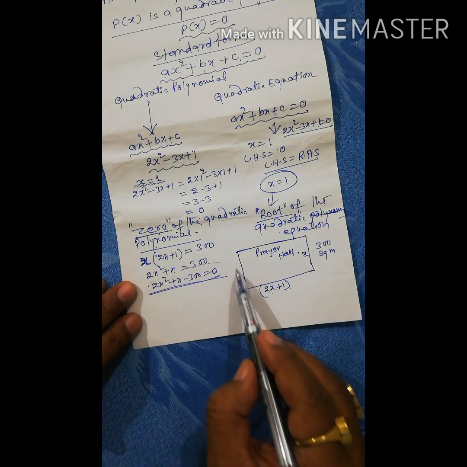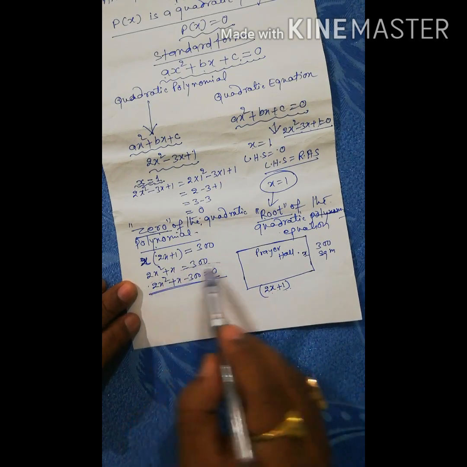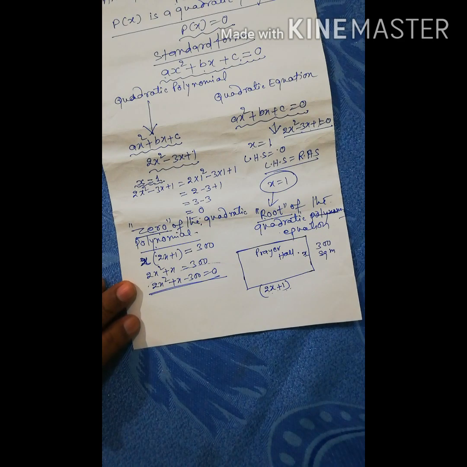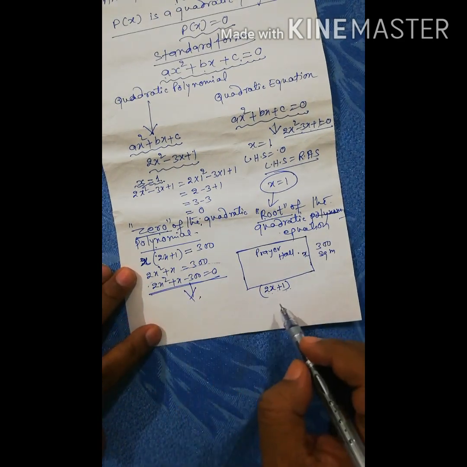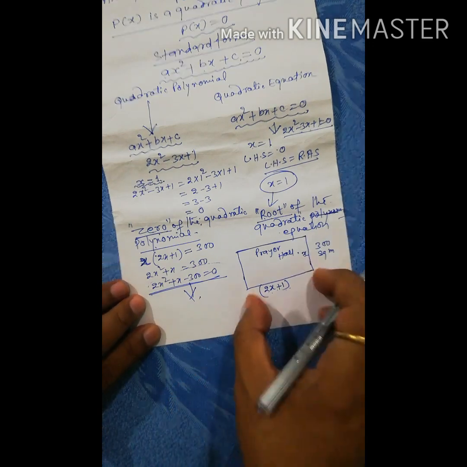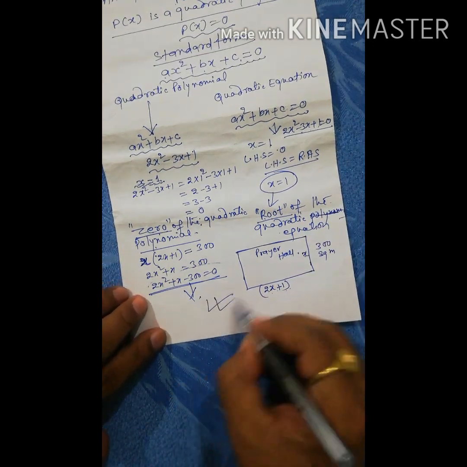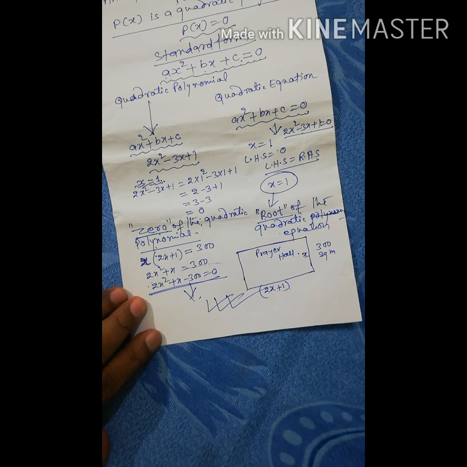After solving this quadratic equation and finding the value of x, we will get the length and breadth of this hall. This is the use of quadratic equations.